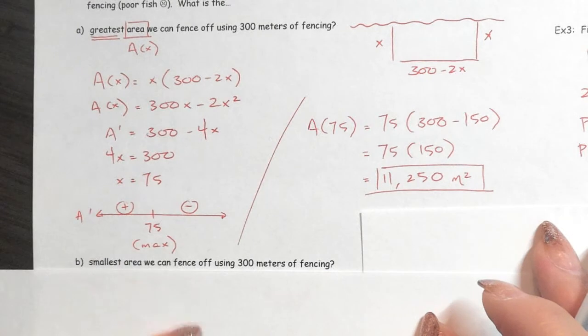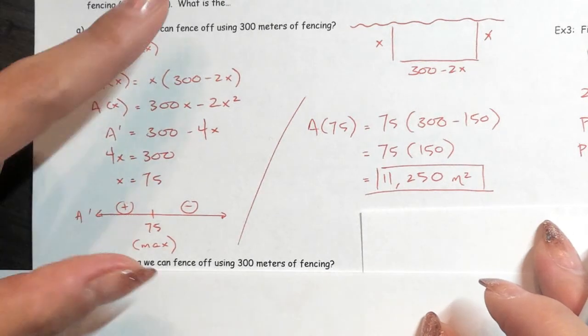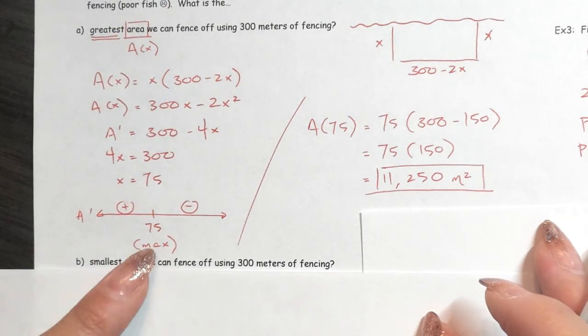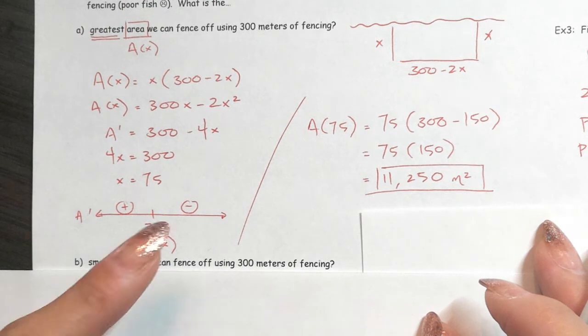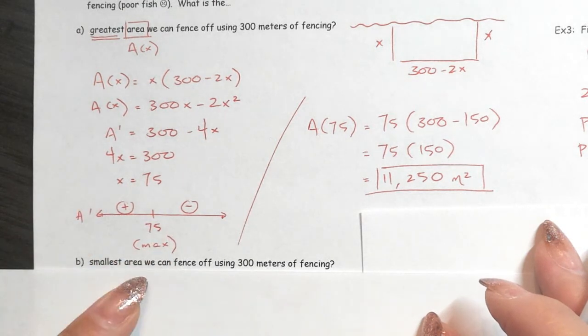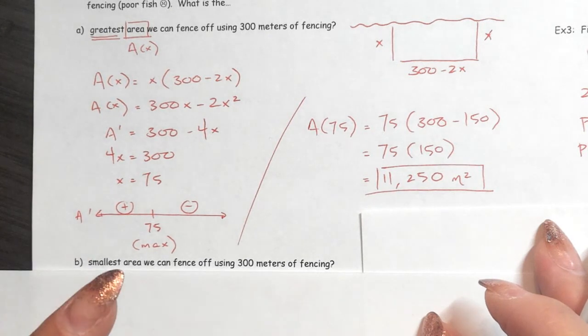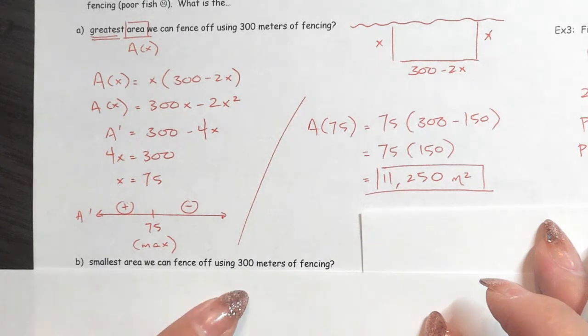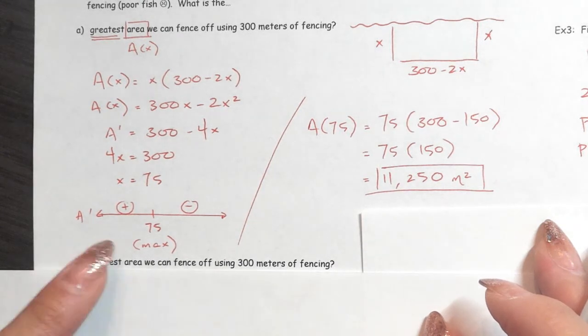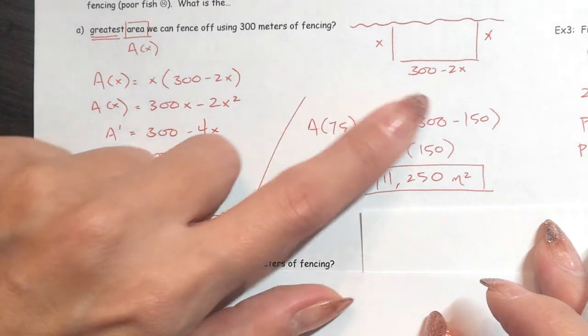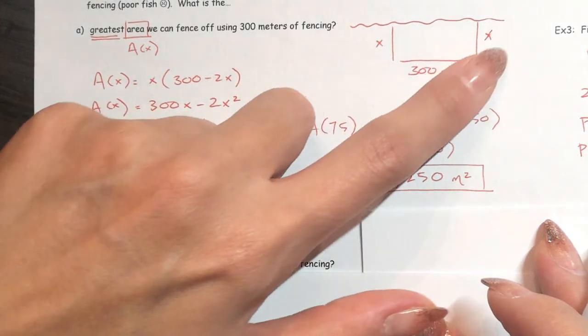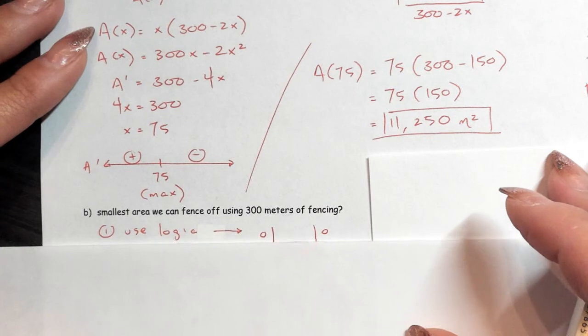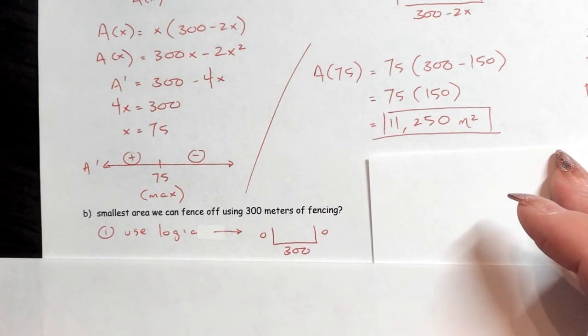So here's the thing. If I were to do all that work again, I would get to 75, and I can see that's a max. There's only a max. So what is the smallest area? Sometimes we have to use our logic a little bit, okay? So when we're using our logic, well, how much fencing is possible? From 0 to 300, right? From 0 to 300. What's the smallest area from 0 to 300 for fencing? Well, it's going to be something like that, right?